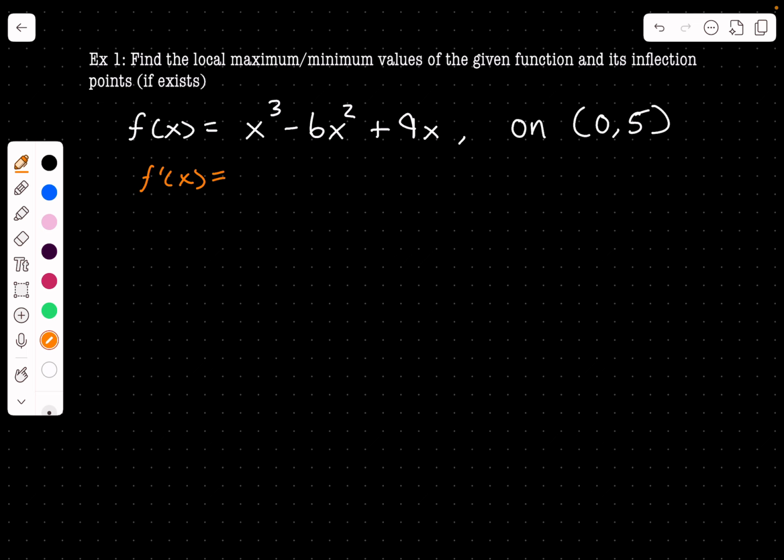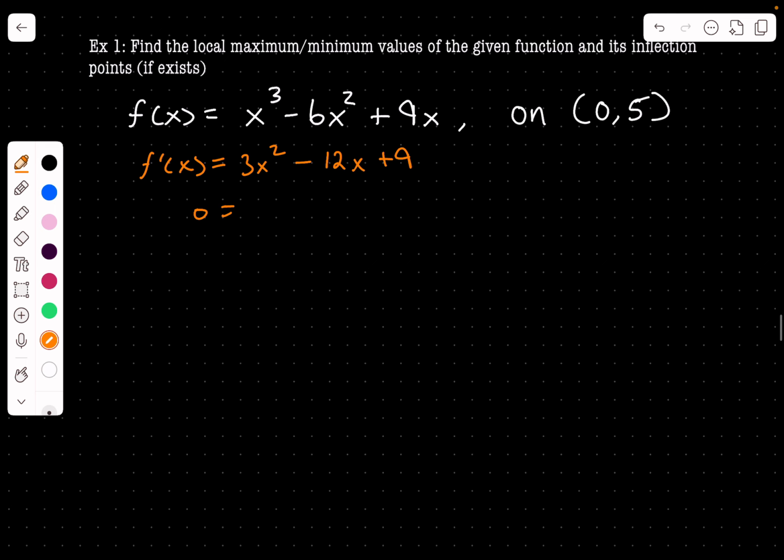And f prime of x is 3x to the second power minus 12x to the first power plus 9. Our second step is going to be setting it equal to 0 and factoring. I'm going to pull out the greatest common factor. Here, the greatest common factor is going to be 3.